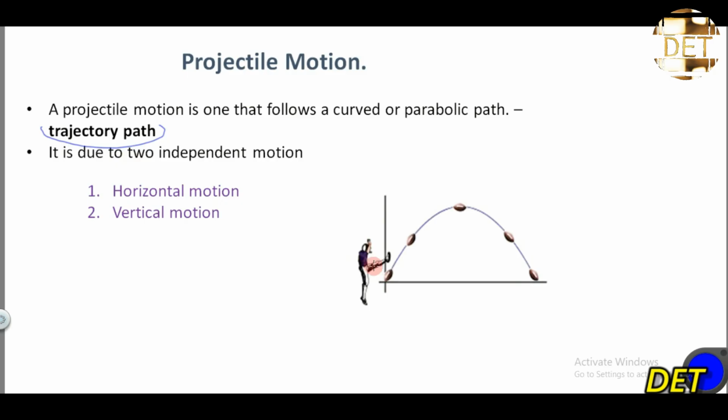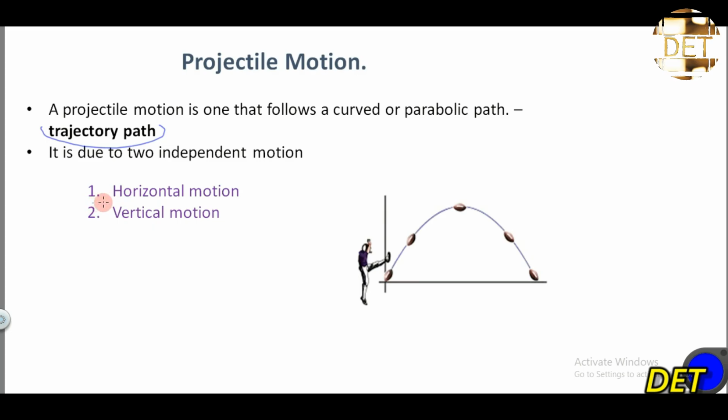So this curved path is due to two independent motions: a horizontal motion and a vertical motion, right? So in a projectile motion, we have the horizontal motion and the vertical motion. The horizontal motion is responsible for the horizontal movement of the body, while the vertical motion involves the vertical movement of the body, right? And there is a velocity that drives each motion.